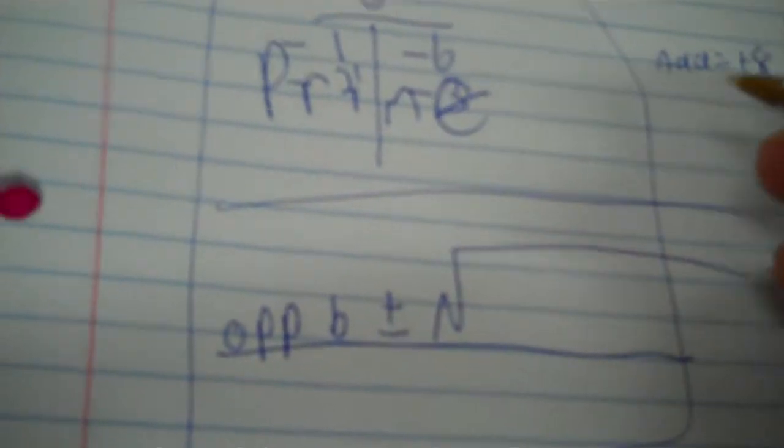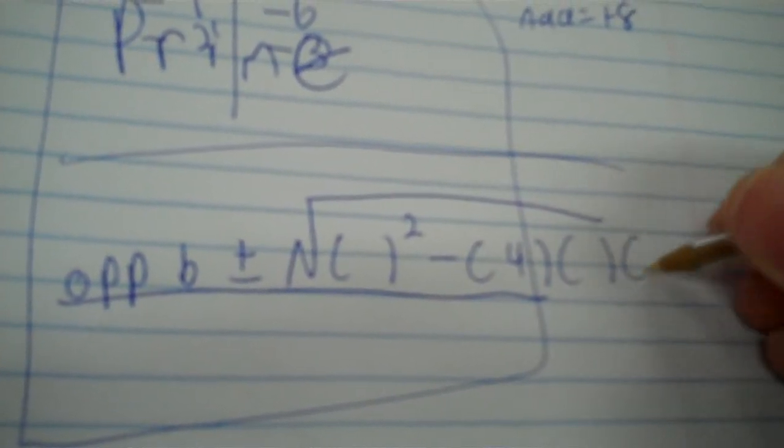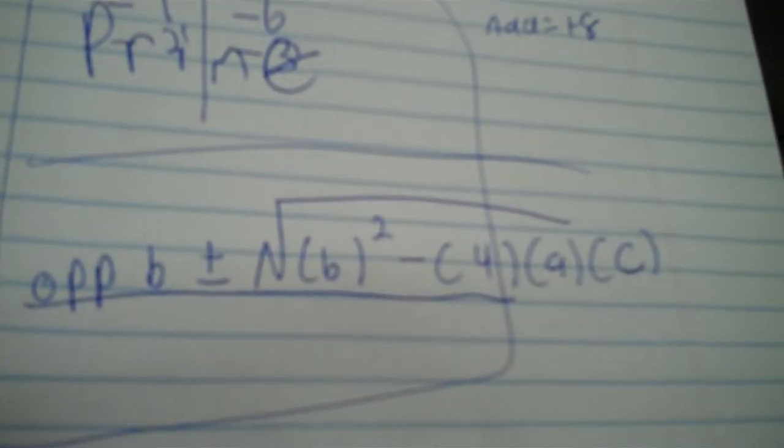Okay, so when we get a prime, here's what we're going to do. Instead of making parentheses here, we're going to write out the quadratic formula. So opposite of B, just put OPPB, just abbreviate it. Plus or minus the square root, B squared minus 4AC. Over 2A.